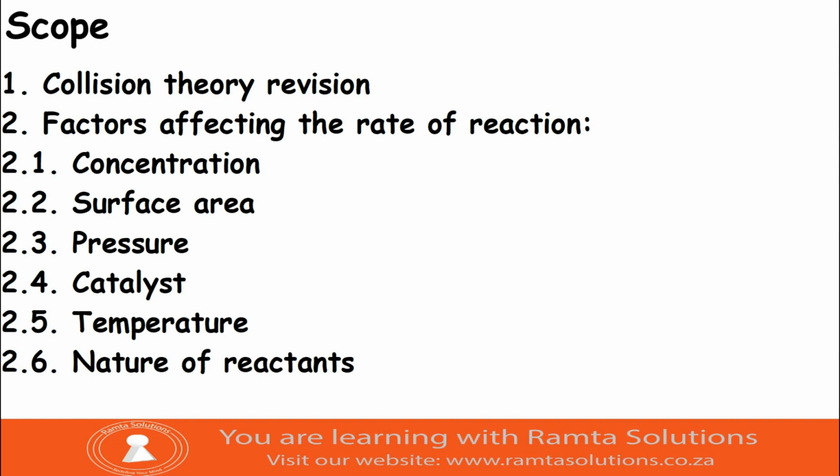And those factors are: concentration, surface area, pressure, catalyst, temperature, and the nature of a reactant. So these are the 6 factors that are affecting the rate of reaction. Okay, so let's get into it. And I hope you enjoy this, guys.